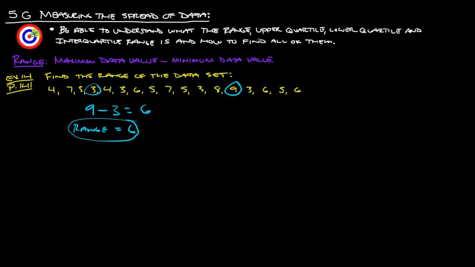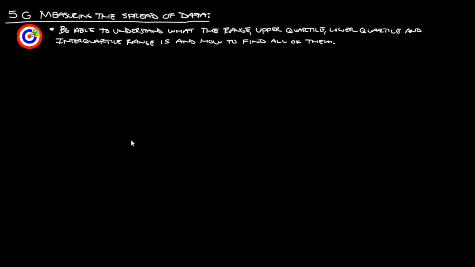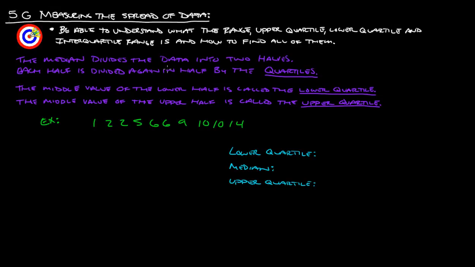Now the median divides the data into two halves, and remember when we're finding our quartiles, each half is then divided again in half to make the quarters. So there's 4 different equal pieces, and there's some specific names for each of those. The middle value of the lower half is called the lower quartile, and the middle value of the upper half is called the upper quartile.